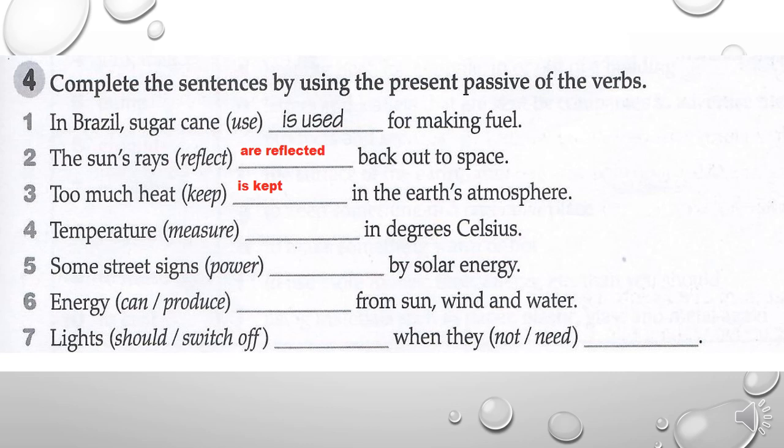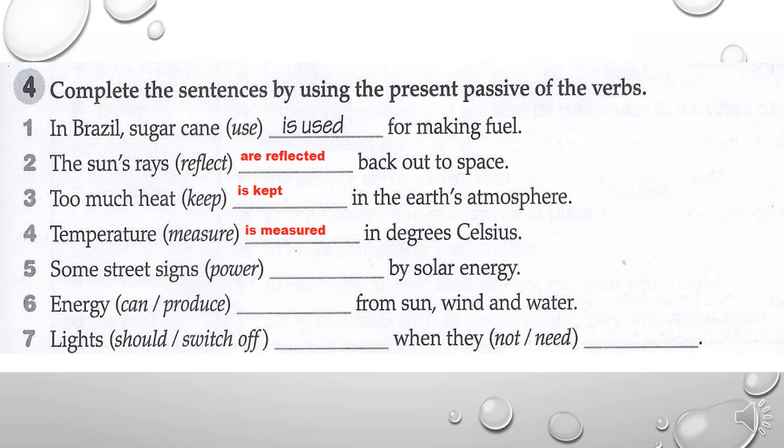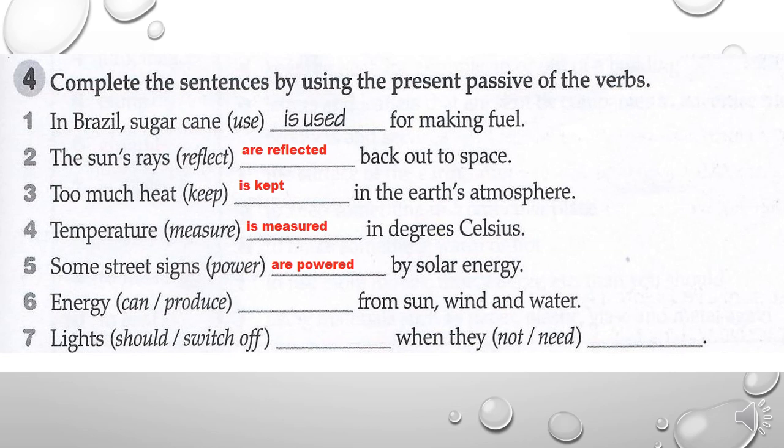Temperature is measured. Why did we use is? Because temperature is singular and the past participle of measure is measured. So temperature is measured in degrees Celsius. Number 5, some street signs. Now signs here are plural, so we have to use are, and the past participle of power is powered, so the answer is are powered.